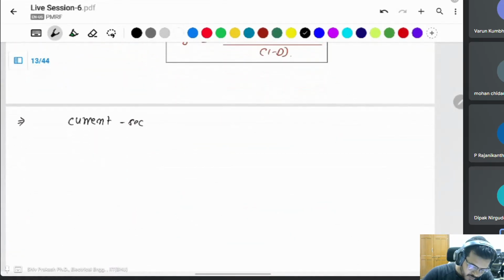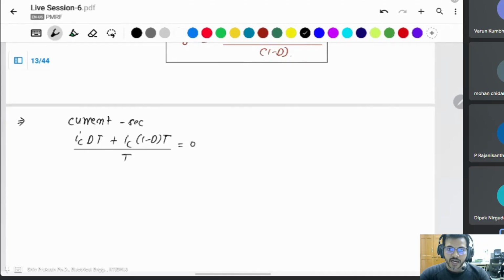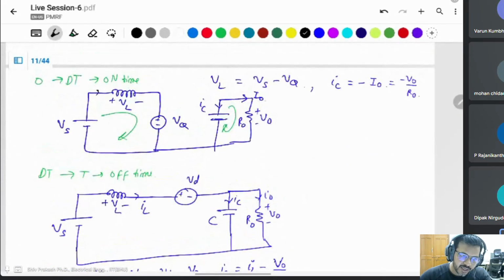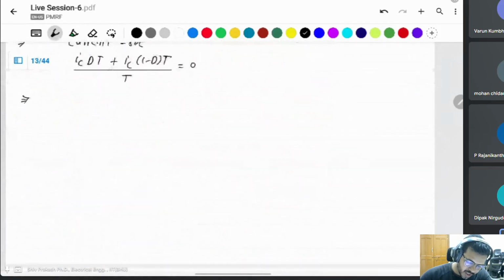From the charge balance equation, IC into dT plus IC into (1 minus D)T, average current of the capacitor will be 0. This is the charge balance, I into T. First, IC when switch is on will be minus V naught divided by R naught, the I naught current.